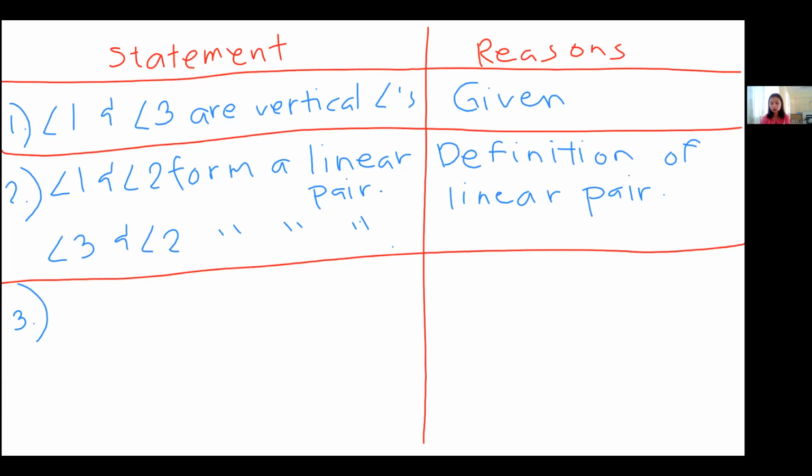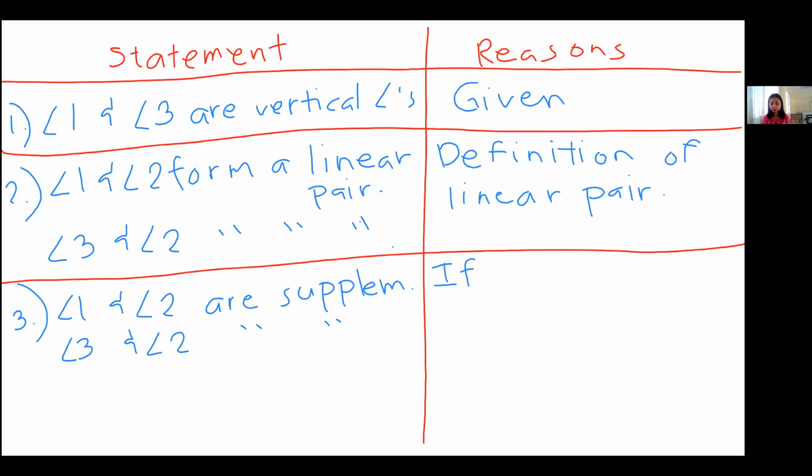For our number 3 naman, we can say, since po nasabi natin na si angle 1 and si angle 2 form a linear pair, we can also say that angle 1 and angle 2 are supplementary. Paano po natin nasabi that they are supplementary? Kasi nga po, they form a linear pair po. 'Di ba? Kapag linear pair, it forms 180 degrees. Okay, that's why we can conclude that they are supplementary. As well as syempre si angle 3 and angle 2 din po are supplementary po.